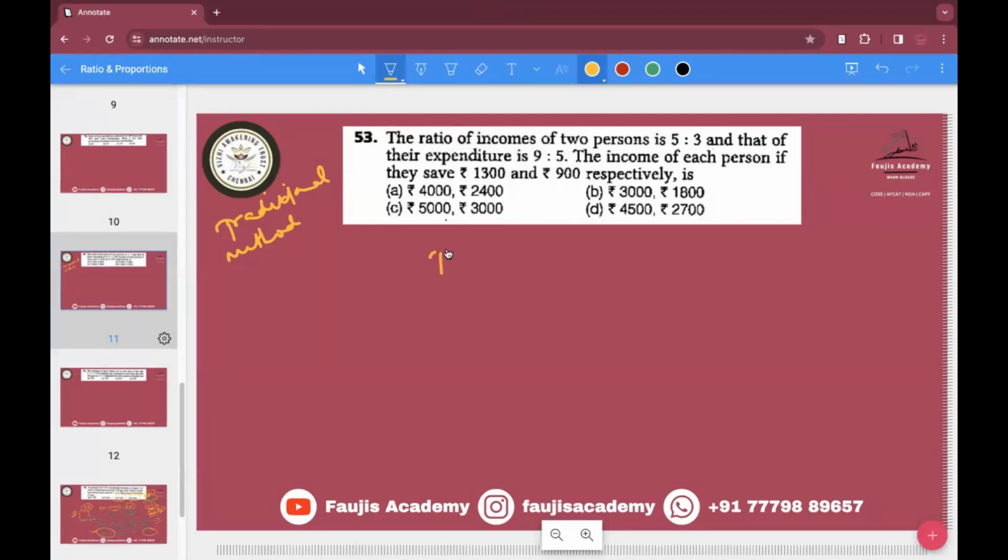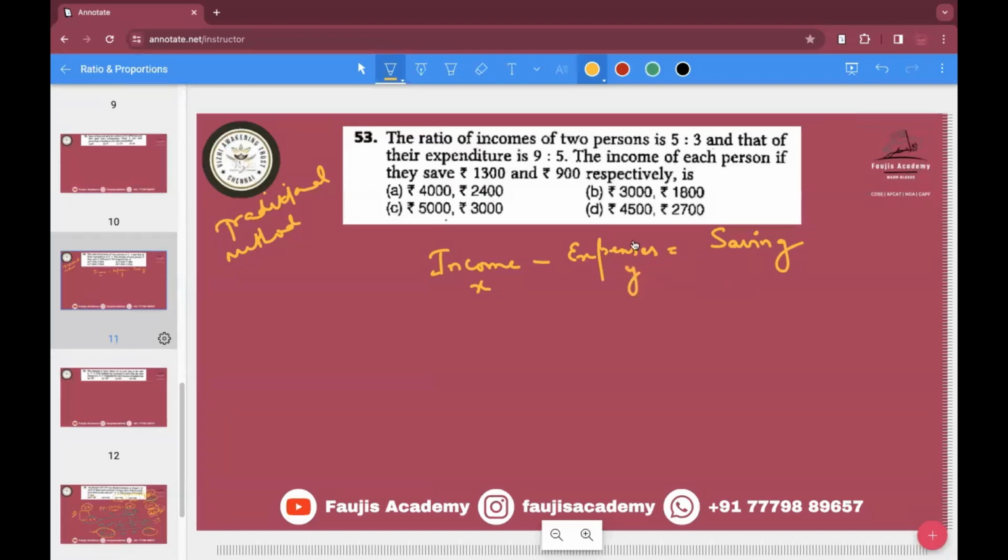You need to understand one thing: income minus expenses is equal to saving, right? Everybody knows this. Let's say the ratio of income is X and that of their expenditure we'll just assume as Y. No, I'm not solving the question now. You guys are solving. I'm just doing chit chat.